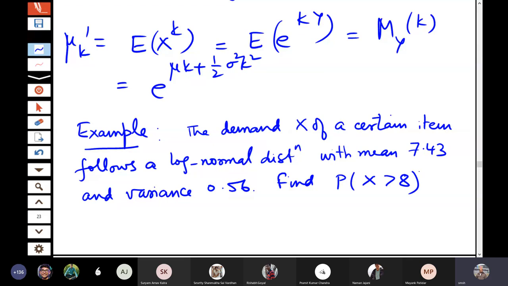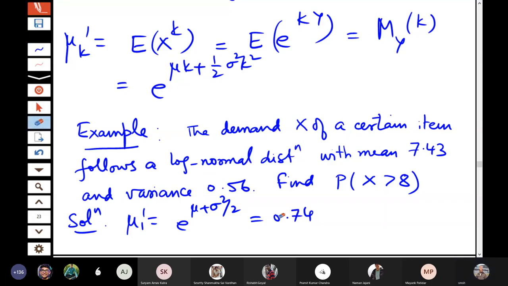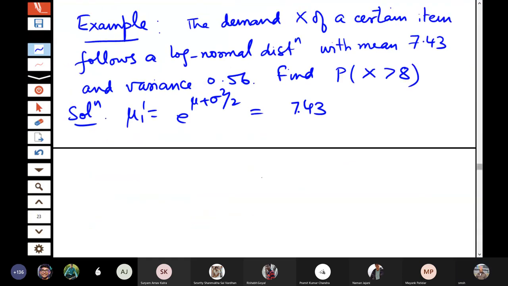So x is log normally distributed, and it has mean 7.43 and variance 0.56. You have to find the probability of x greater than 8. So we use the information that is given here. It is given that the mean, that is e to the power mu plus sigma square by 2, is 7.43. So mu plus sigma square by 2 is log of this, which is nothing but 2.0055. Okay, that is one equation.